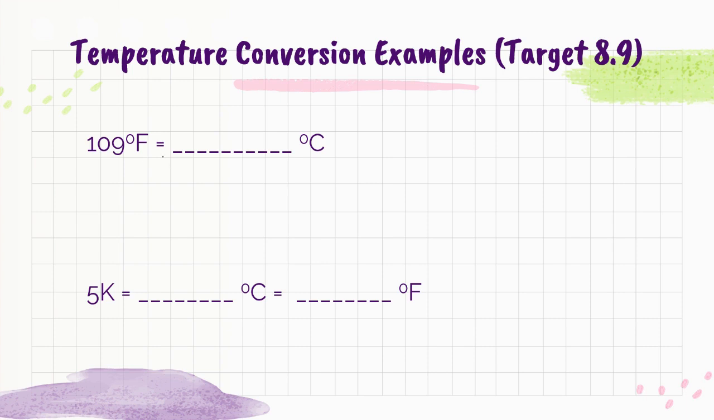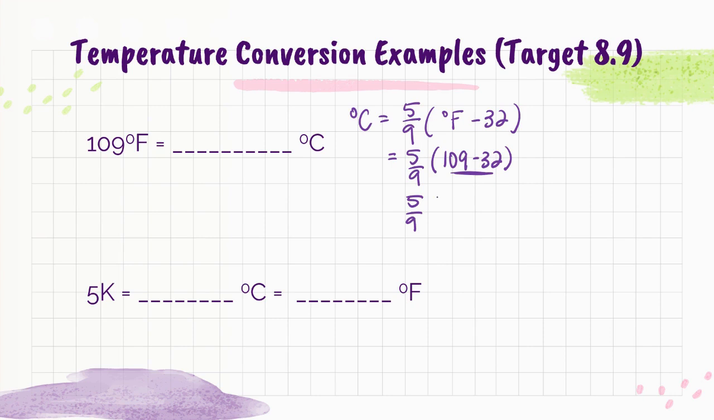So we're looking for Celsius, so we're going to use degrees Celsius equals 5/9 times degrees Fahrenheit minus 32. Again, you've got to follow the order of operations. So this would be 5/9 times 109 minus 32. Make sure that you do this part first. 109 minus 32 is 77. So you're going to do 5/9 times 77. And you should end up with 42.8.